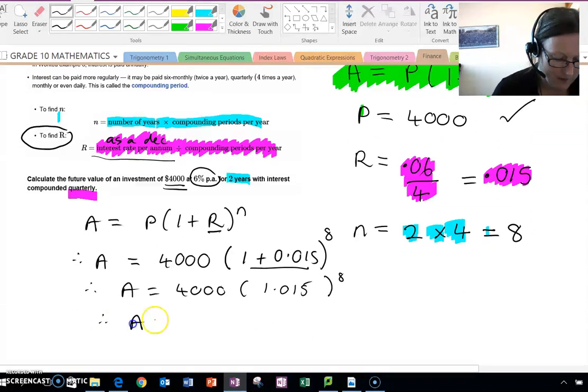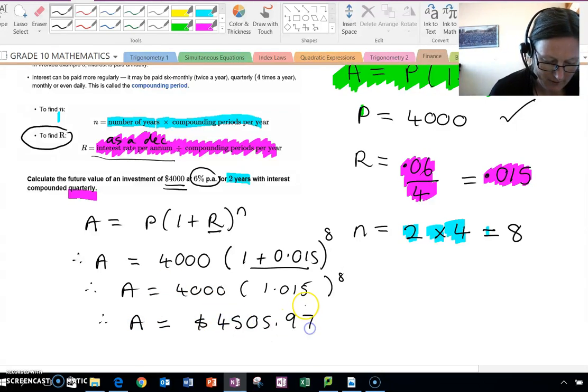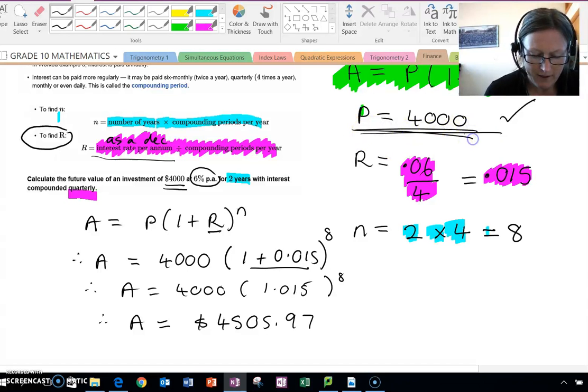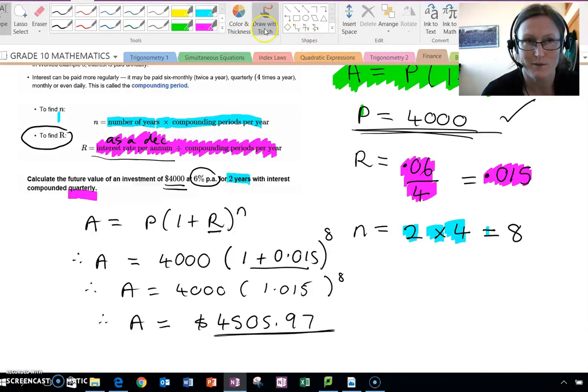Putting that into my calculator, A, or how much this money is now worth, is $4,505.97. So we've calculated the future value. We started with 4,000, and if we invested it at 6% per annum for 2 years, interest compounded quarterly, our money is now worth $4,505.97.